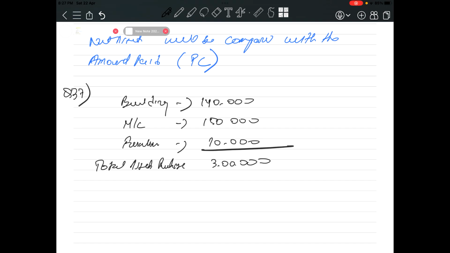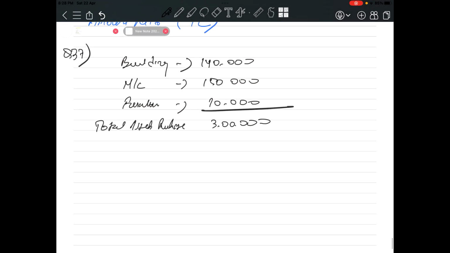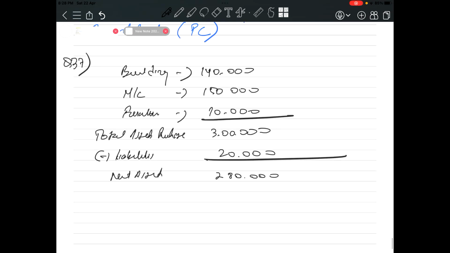Now he has taken up liability. See, he has taken liability of 20,000. This liability was of B Limited. Now if A has taken the liability, he'll have to pay this liability, obviously, right? So we will less the liabilities, the amount is 20,000. So what is the amount of net assets? Net assets is 2,80,000.